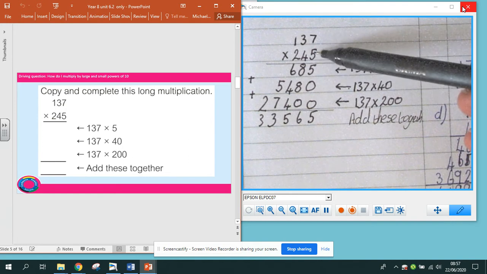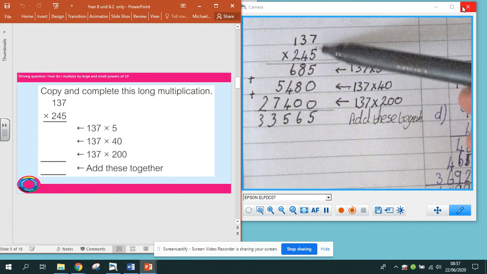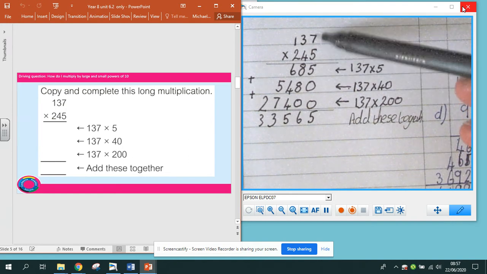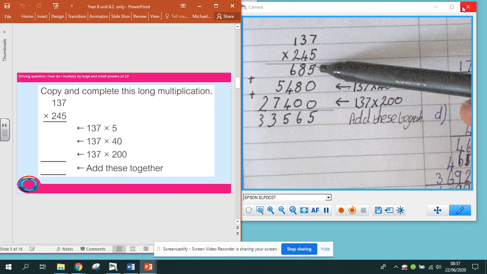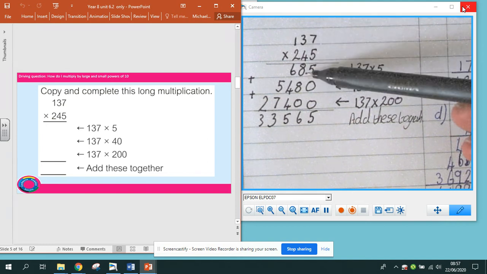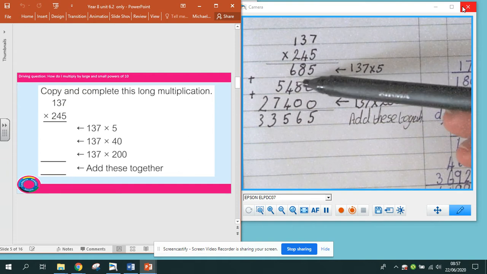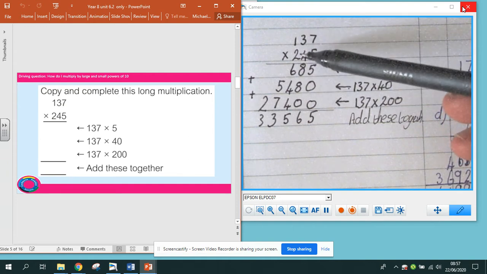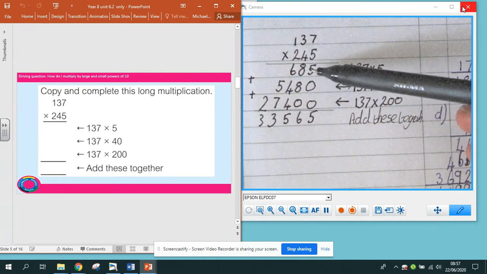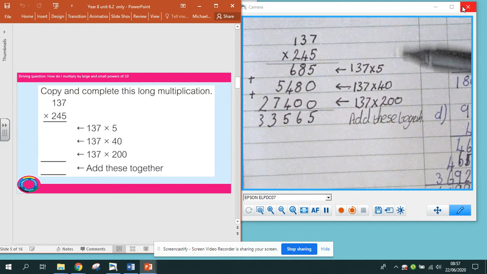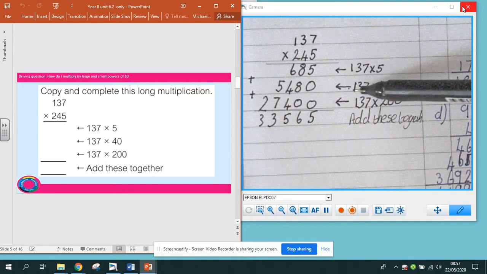So here I've multiplied 137 by 5. So 5 7s are 35, put down a 5, carry the 3. 5 3s are 15 and 3 is 18, put down an 8, carry the 1. 5 1s are 5 and 1 is 6, so that gives me the 685. The next thing I'm going to do is multiply 137 by 40.